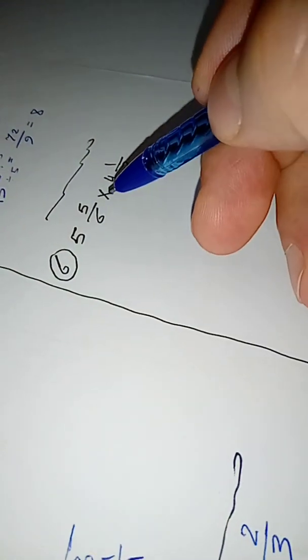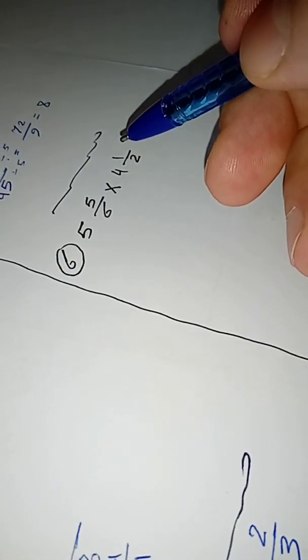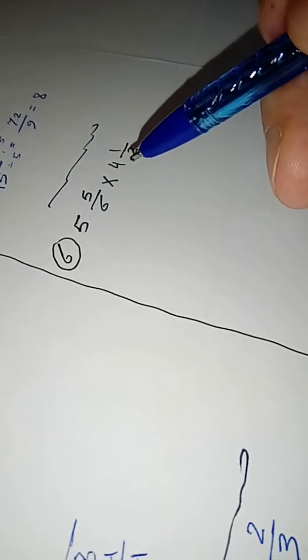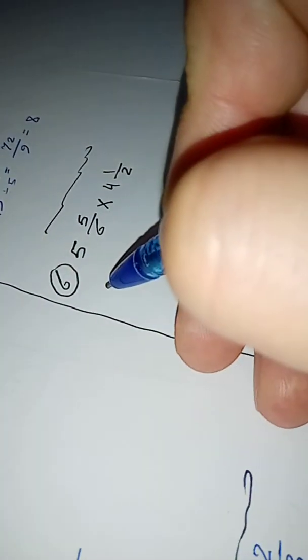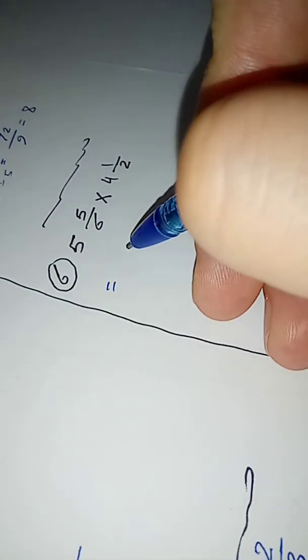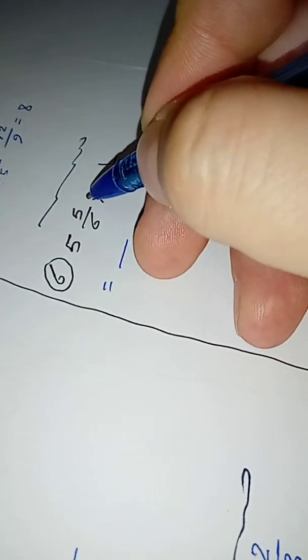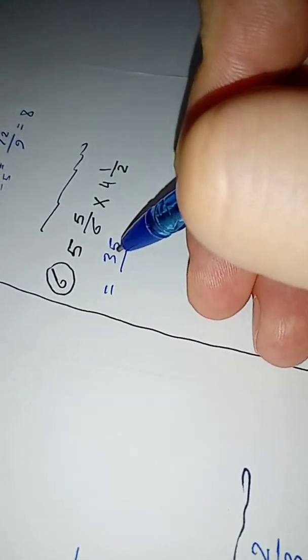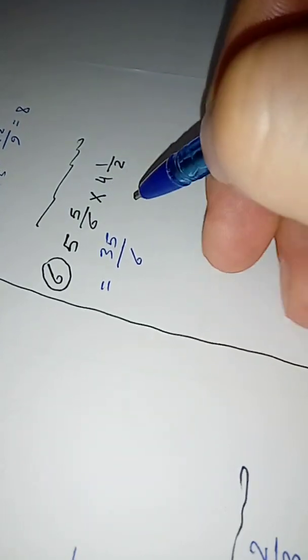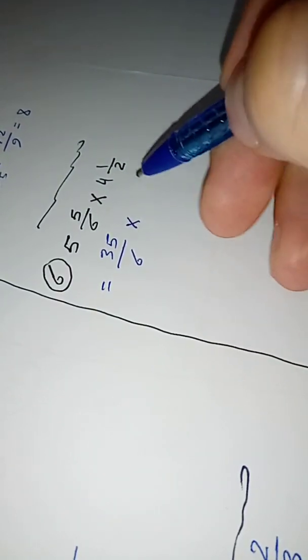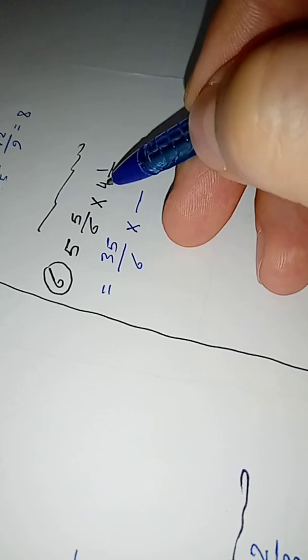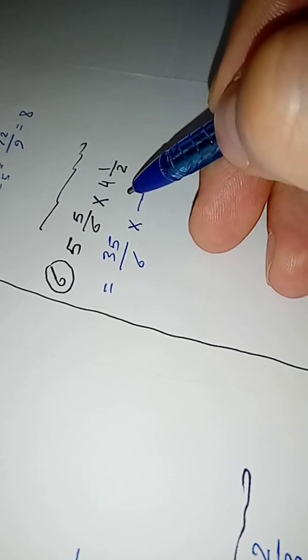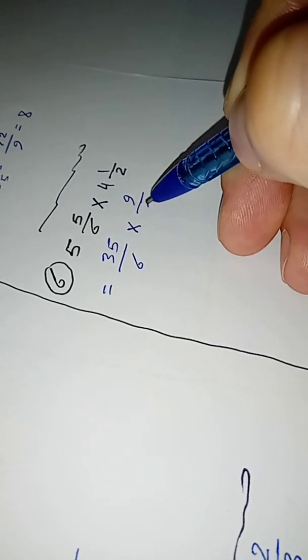Also here we have a mixed number multiplied by a mixed number. So change to the fraction. 5 times 6 will be 30. 30 plus 5 will be 35 over 6. Multiply by 4 times 2 will be 8. 8 plus 1 will be 9 over 2.